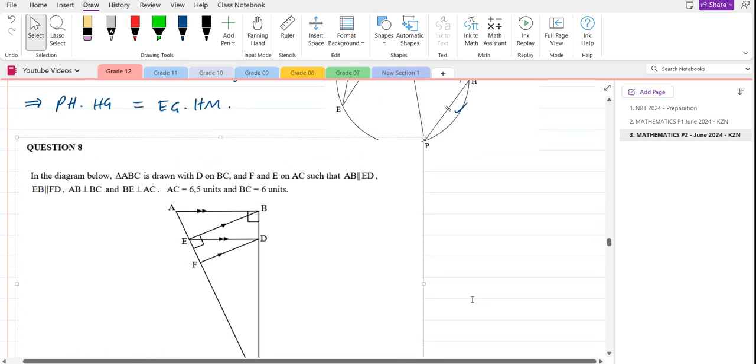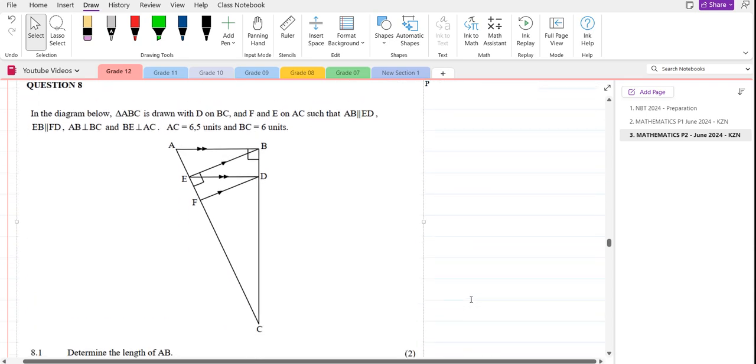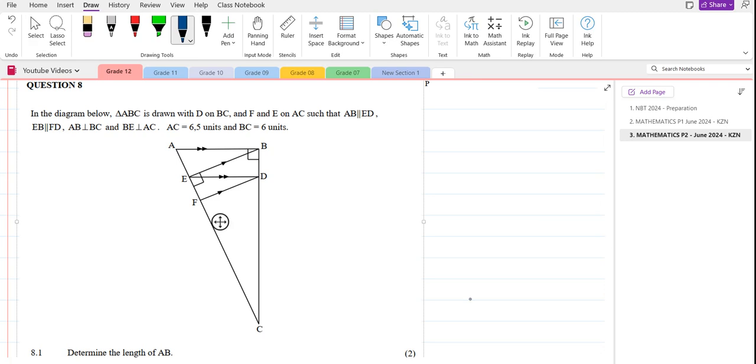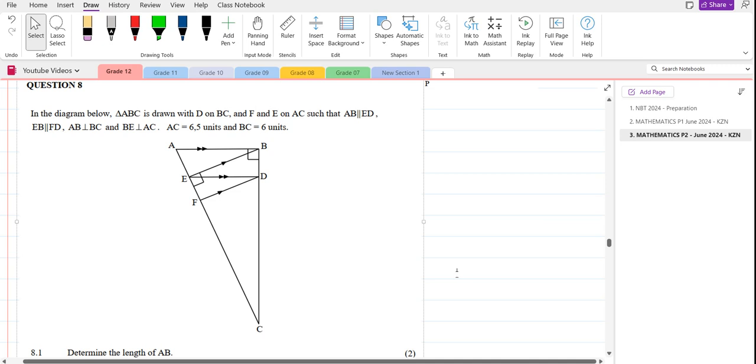Right, so in the diagram below, triangle ABC is drawn with D on BC, and I think everything is given here with the parallel lines. AC is 6,5 and BC is 6. Alright, so BC is 6, AC is 6,5. Determine the length of AB. Now before we do anything, we need to write down all the triangles that have the proportionality theorem in them. So what are the proportionality theorem triangles?